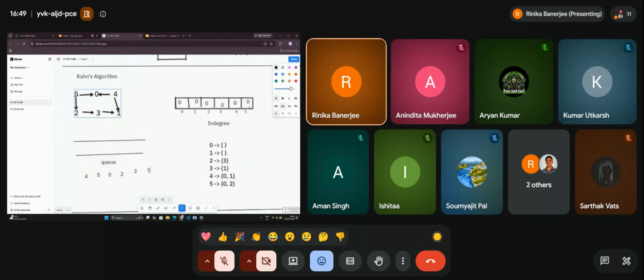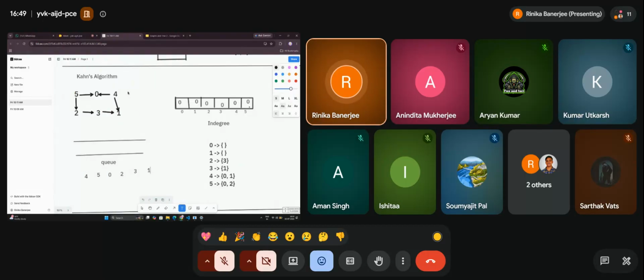Is this valid? From 5 to 2, 5 must come before 2. So 5 is coming before 2. From 2 to 3, 2 must come before 3. 2 is coming before 3. 3 must come before 1. 3 is coming before 1. 4 must come before 1. 4 is coming before 1. 5 must come before 0. That is also valid. And 4 must come before 0.